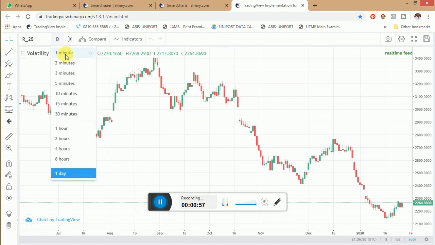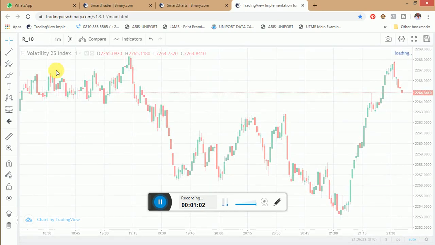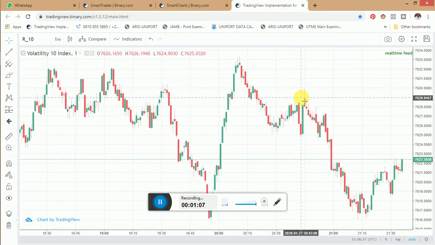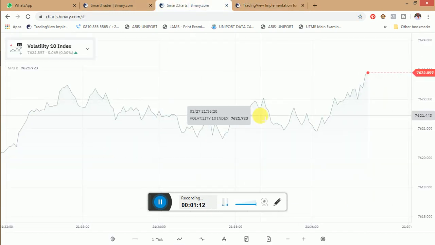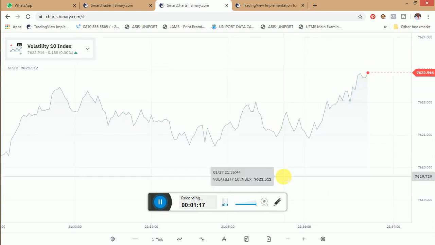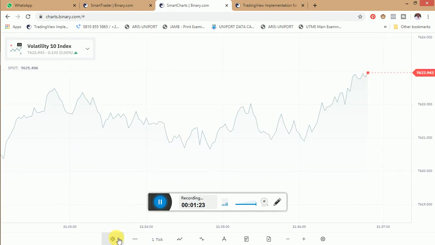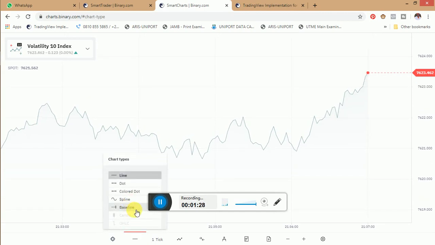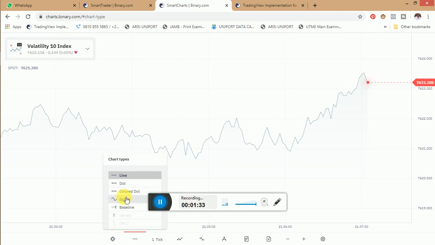Let's switch to the market we want. Volatility 10. Alright, so this is how it all looks. This is Volatility 10 on smart chart. It's actually in line, or I'll call it area view. On smart chart, here's where you have the toggle. It's in line, which means there's no candle. There's no candle, it's just a line, spline.